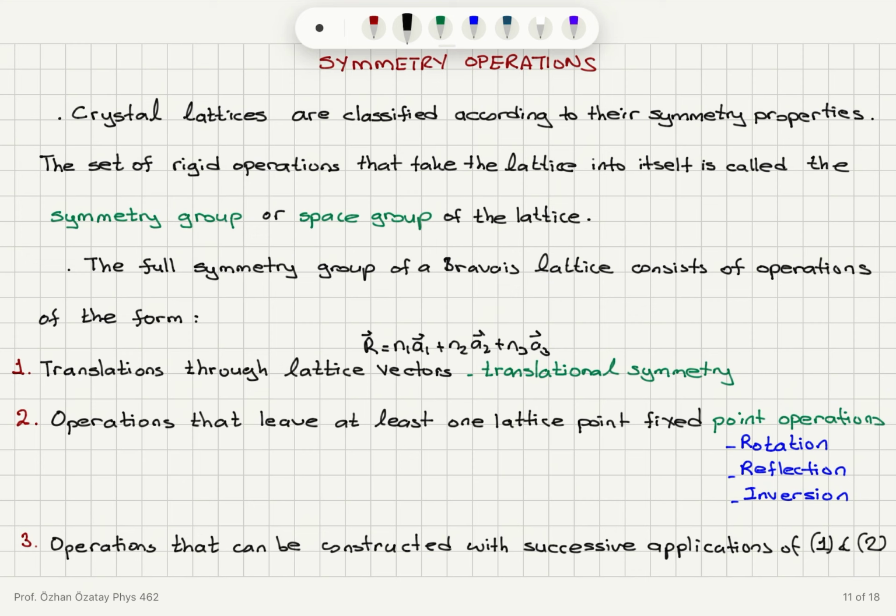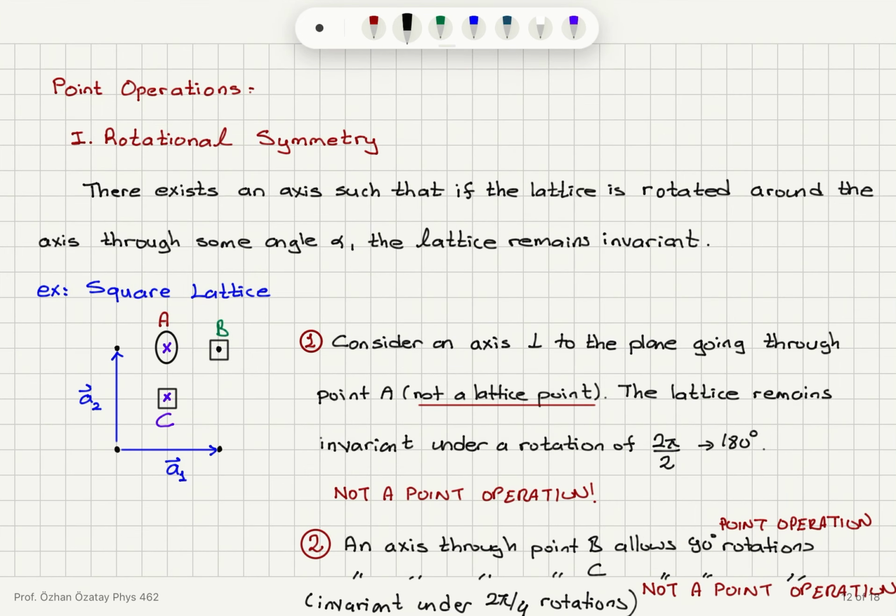The second type is operations that leave at least one lattice point fixed. These are called point operations. These could be rotations, reflections, and inversions. And the third possibility is operations that have a combination of 1 and 2 that gives us a symmetric situation. Okay, so we will take a look at these point operations in more detail.